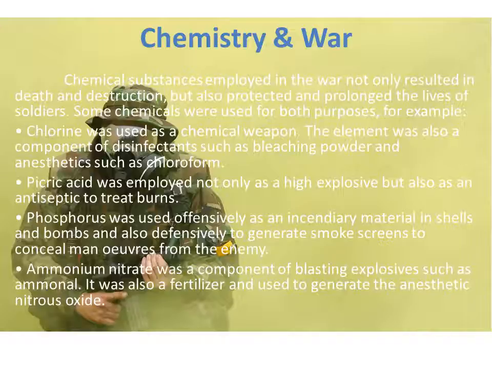Picric acid was employed not only as a high explosive but also as an antiseptic to treat burns. Phosphorus was used offensively as an incendiary material in shells and bombs, and also defensively to generate smoke screens to conceal men from the enemy. Ammonium nitrate was a component of blasting explosives such as ammonal. It was also a fertilizer and used to generate the anesthetic nitrous oxide.